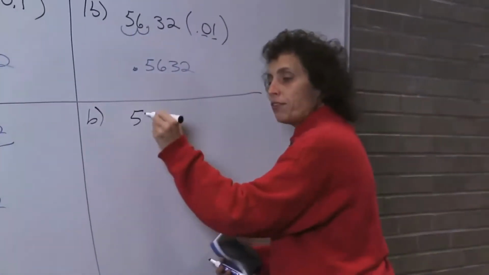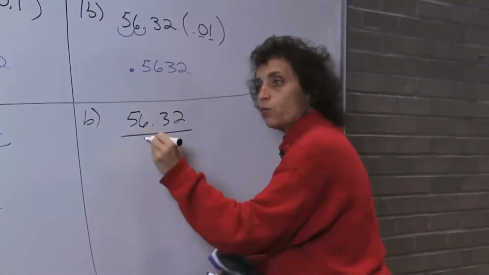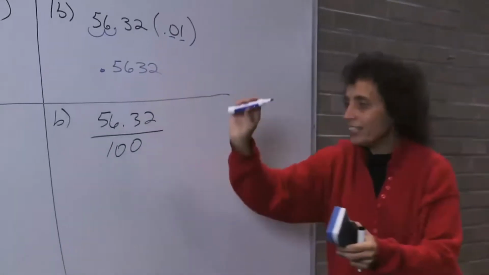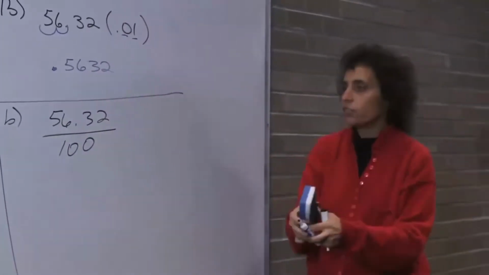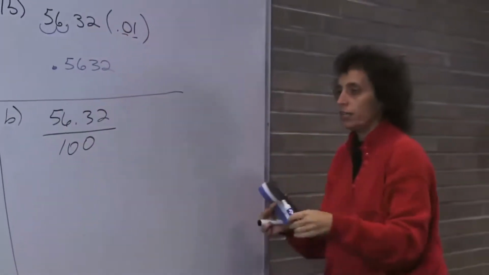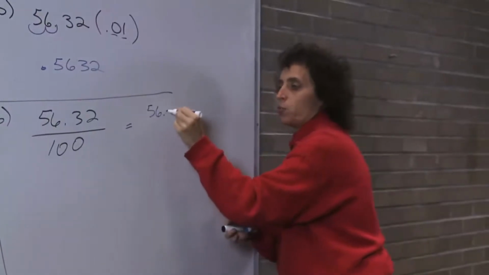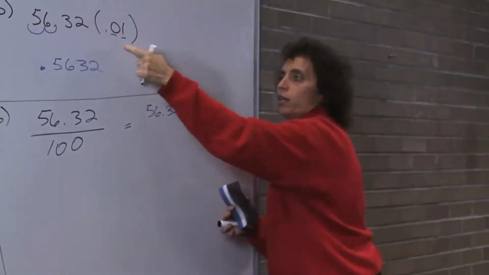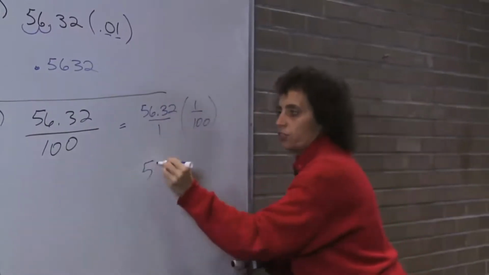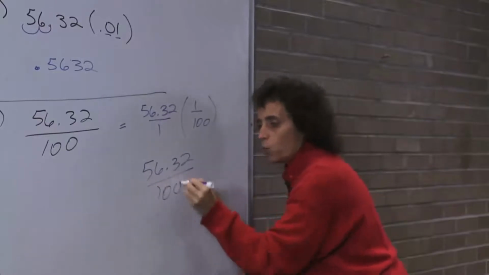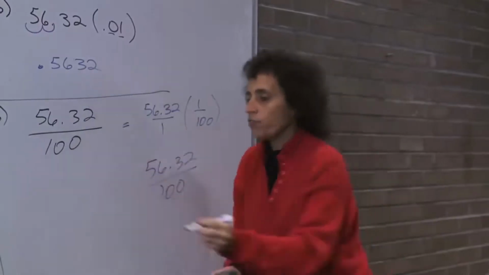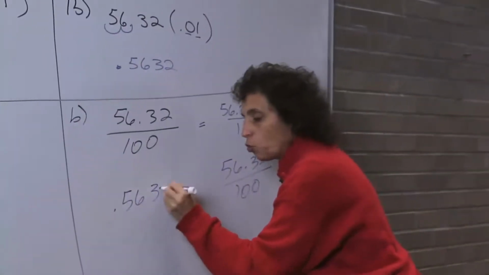In B, you have 56.32 over 100. And again, watch, because I know this answer. I'm going to write this in terms of a fraction. What I have here is, ready? 56.32 times 1/100, which is 56.32 over 100, which is the same question I'm trying to answer. So the answer to this question B is 0.5632.